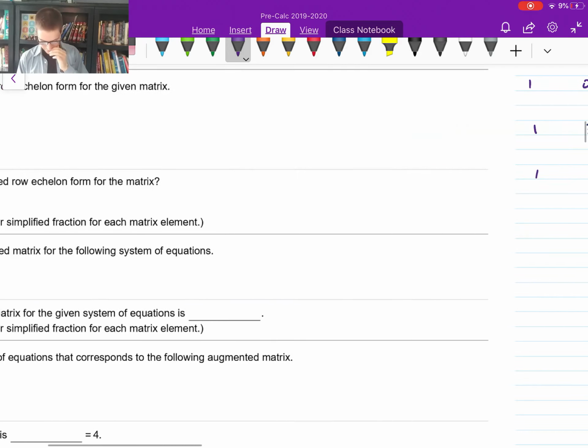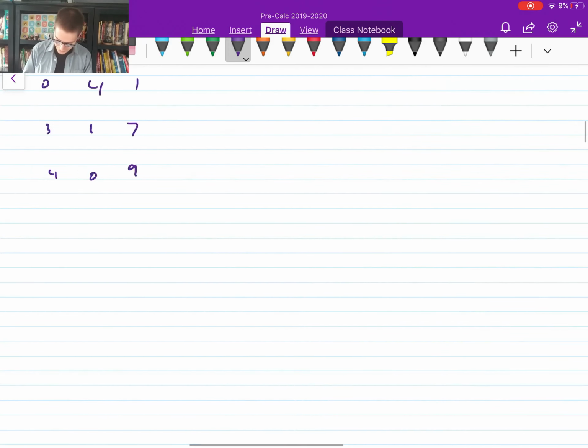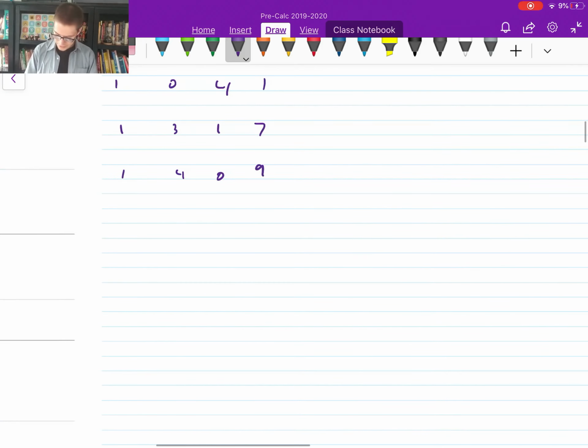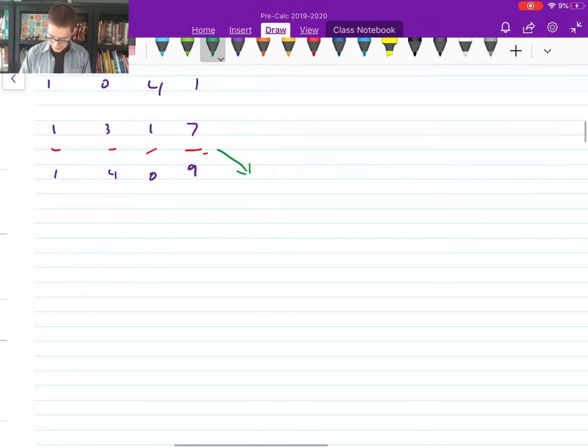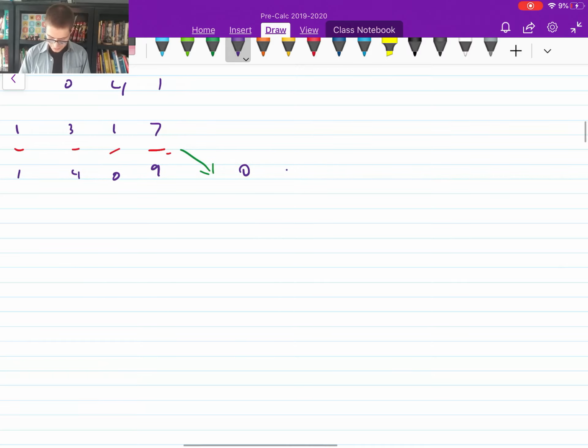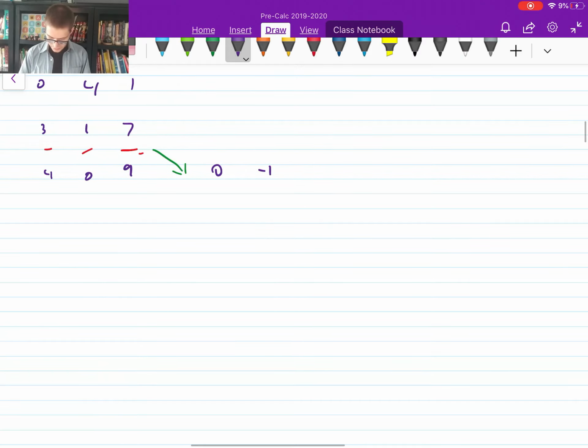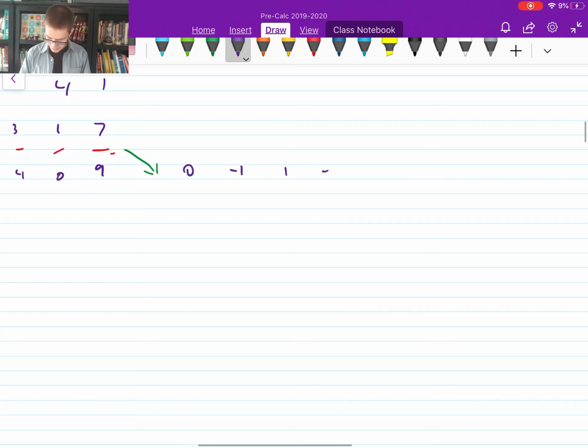Okay, first order of business, same as always. We need to get rid of that 1 at the bottom. We can subtract row 3 from row 2. They're already lined up, so we can just do subtractions and bring that down to row 3. We'll get 1 minus 1 is 0. Let's see, 3 minus 4 is negative 1. 1 minus 0 is 1, and 7 minus 9 is negative 2.